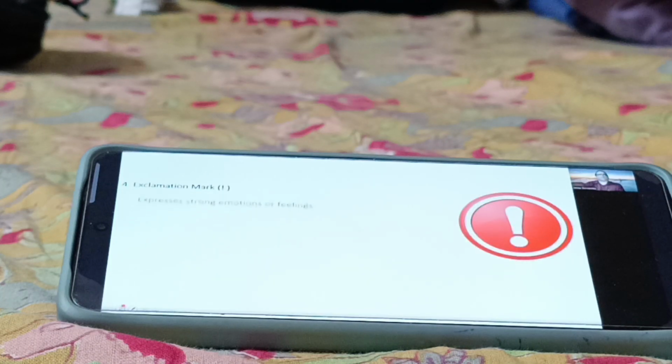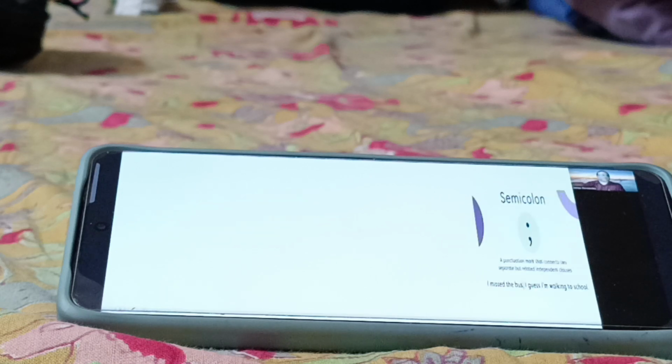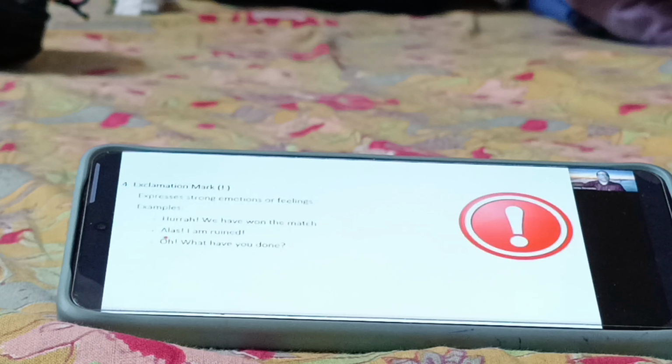No? Exclamation mark. So when you're expressing strong emotions, strong feelings, or you want to amplify the message that you're giving, it could be about extreme happiness, extreme excitement. Examples: Hooray, we won the match. Alas, I'm ruined. Some sad incident. So there you're using the exclamation. Oh, what have you done? So interjections followed by the exclamation mark.